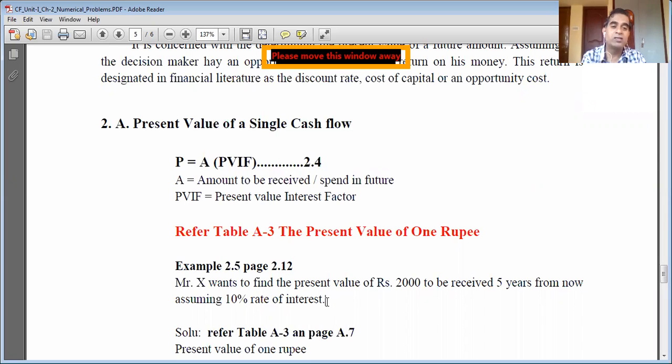Whatever numericals I solve in the class, you write them in your notebook. I said I will also give you some numericals at the end of the chapter to practice on your own. Later, I will share the answers, and you can verify your answers with the solutions.